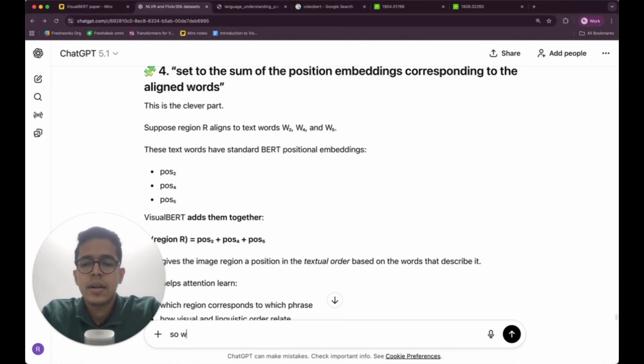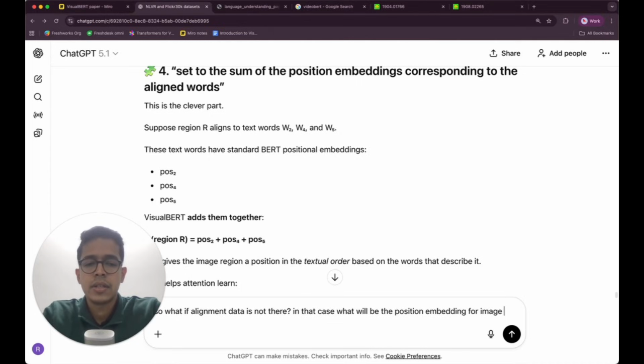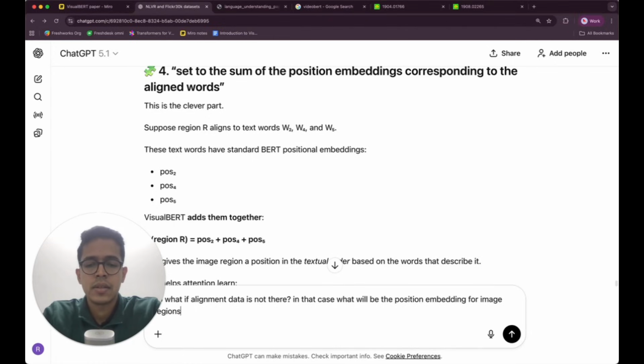So what if alignment data is not there? In that case, what will be the position embedding for images, or for image, not patches, image regions? What if my data set is simply image caption data?